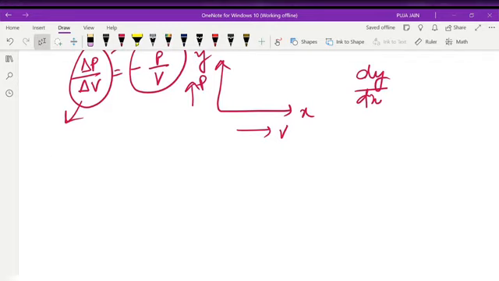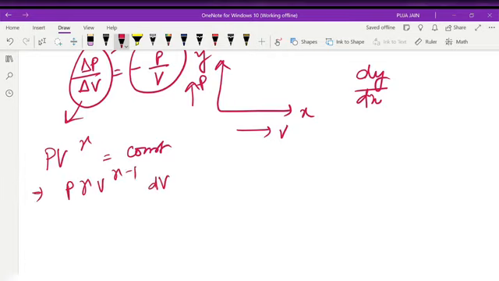Now for adiabatic, we know PV gamma equals constant. So now if I differentiate this, what we will get? P gamma V gamma minus 1 times dV, del V, same thing, small change, that means only. Here you will get no such change.